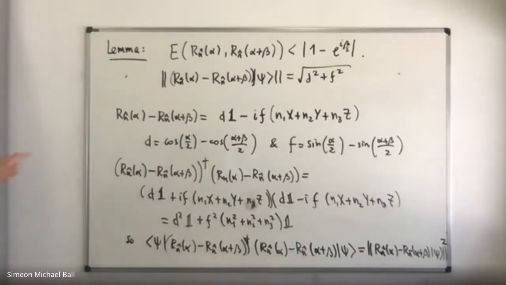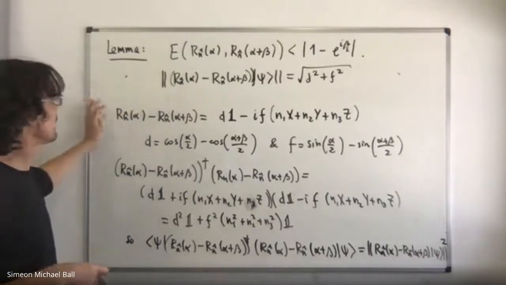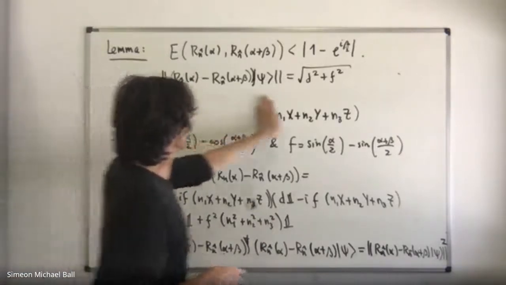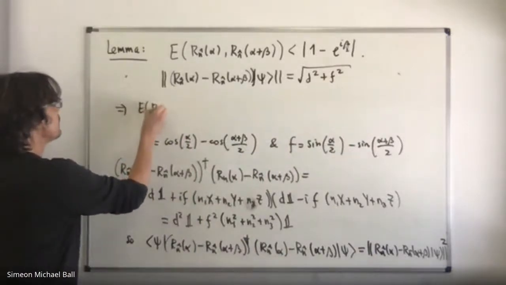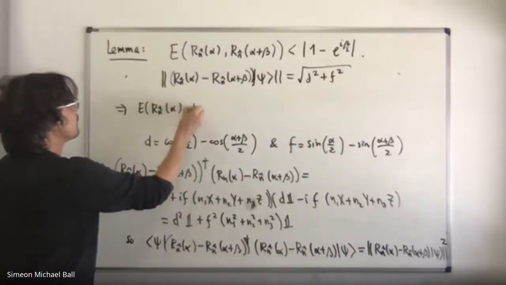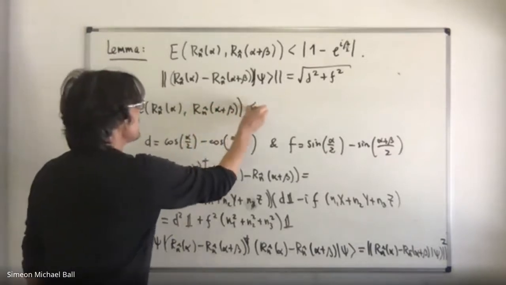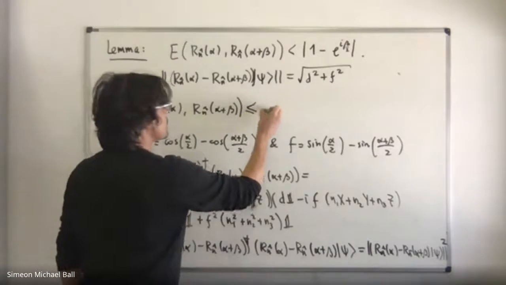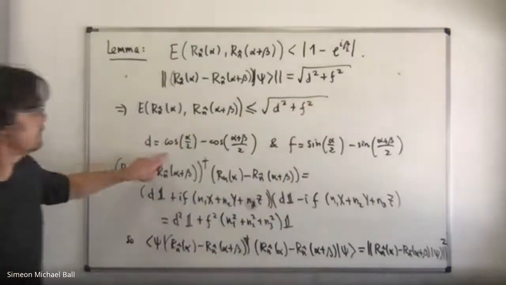So therefore, since this is the maximum of the difference between these two, we have that. So we just need to put d and f now. So this implies that e of Rn hat alpha, Rn hat alpha plus beta, is now less than the square root of d squared plus f squared. And now it's simply an application of trigonometry.